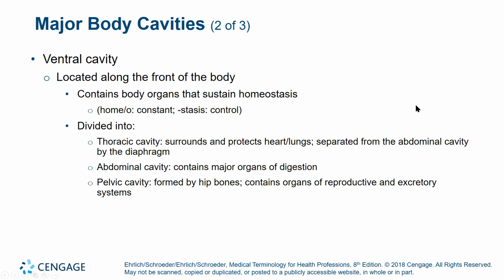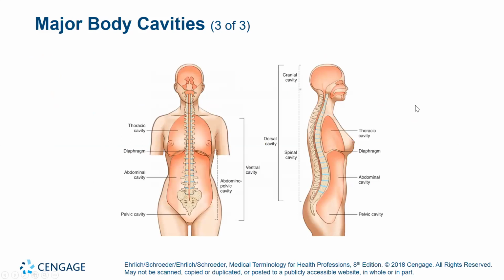Next, we'll take a look at the figures. Here we have the major body cavity figures. Looking at it, you can see the thoracic cavities here. We have the diaphragm, which is in between the two, the peach or darker tan color. The abdominal cavity, the pelvic cavity, and then this area here is your abdominal pelvic cavity.